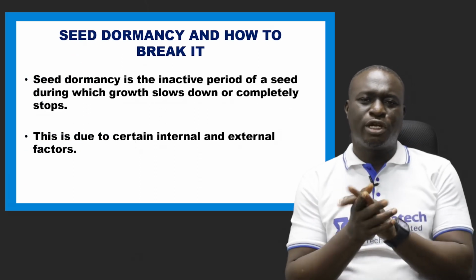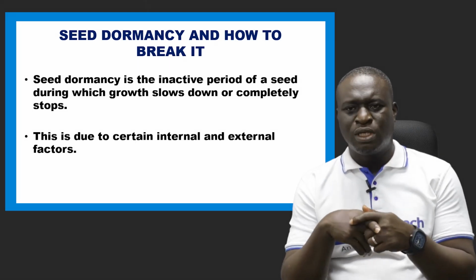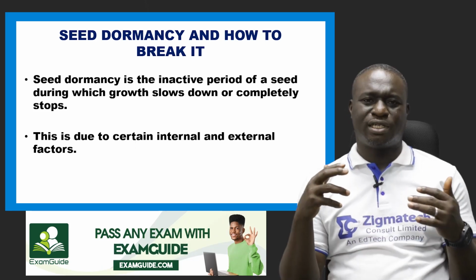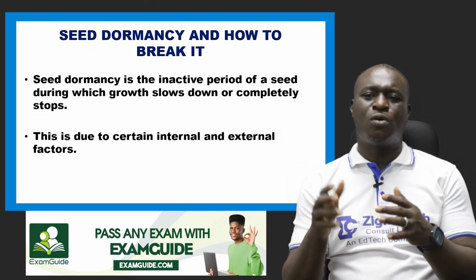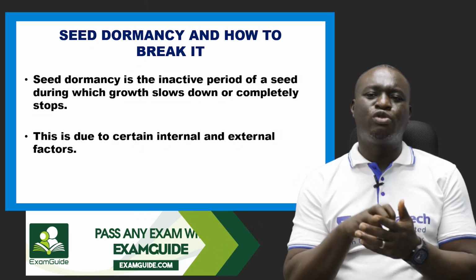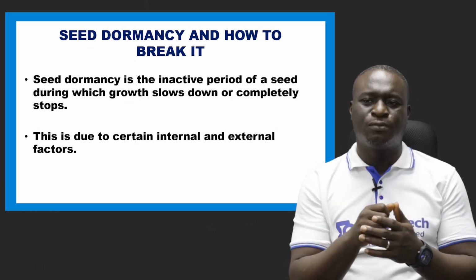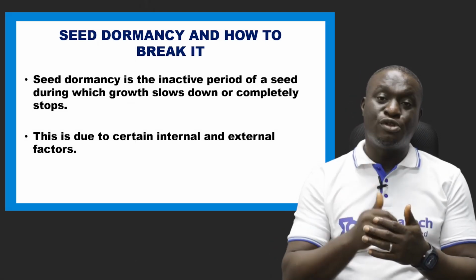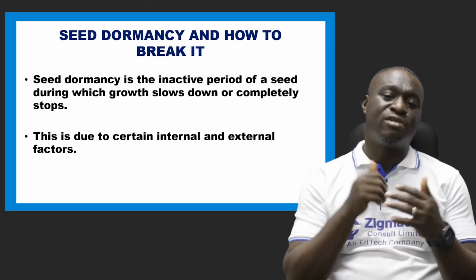Now, finally, before we go, let's take a look at what we call seed dormancy. As the name implies, dormancy talks about inactivity. When something is dormant, it means it is inactive. So seed dormancy is the inactive period of a seed during which growth slows down or completely stops. So it is a period. It is a period in every seed. It is something that happens to every seed.